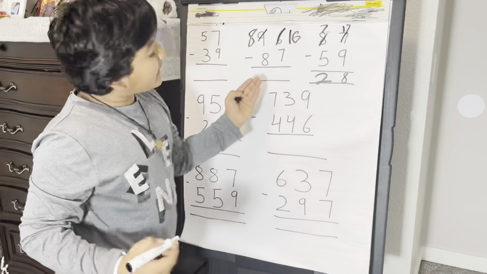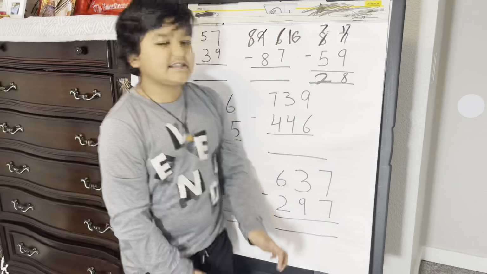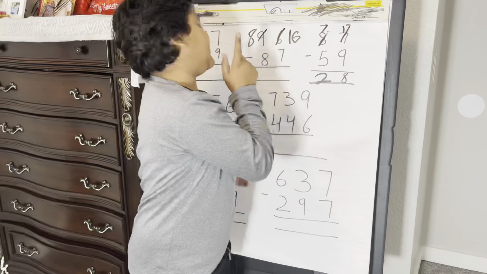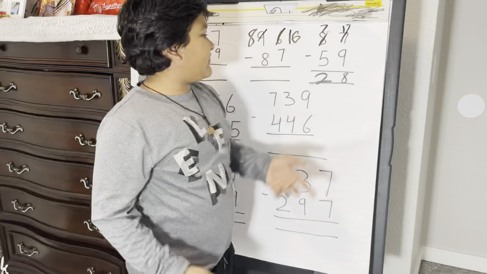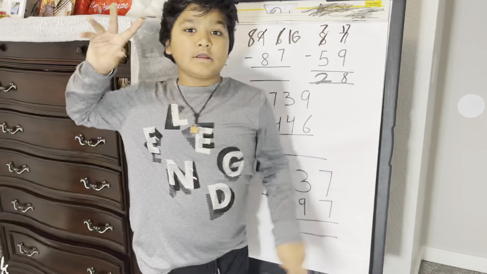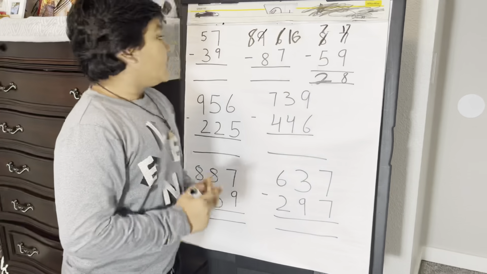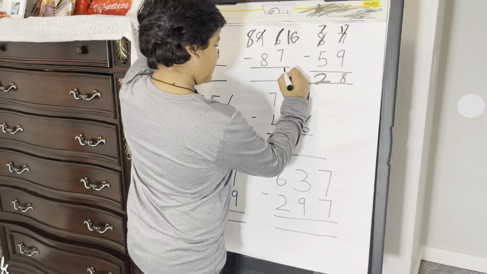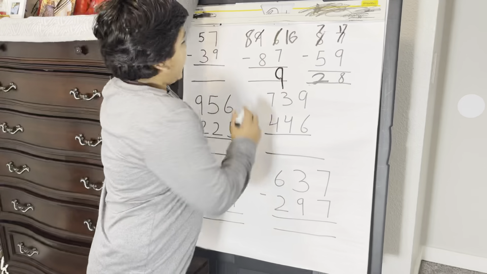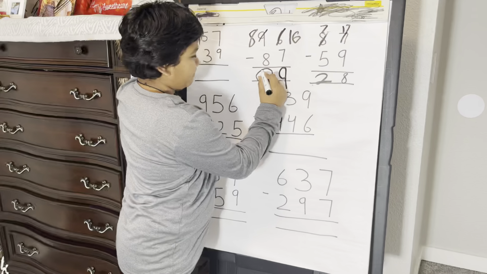And then 16 minus 7 equals 9, because I counted up in my brain from 9 to 16. No, 16 minus 7, sorry. So 16 minus 7 equals 9, yeah. And how I got that answer is like 7, and then 8, 9, 10, 11, 12, 13, 14, 15, 16. So 9. 16 minus 7 equals 9. And then 8 minus 8 equals 0.